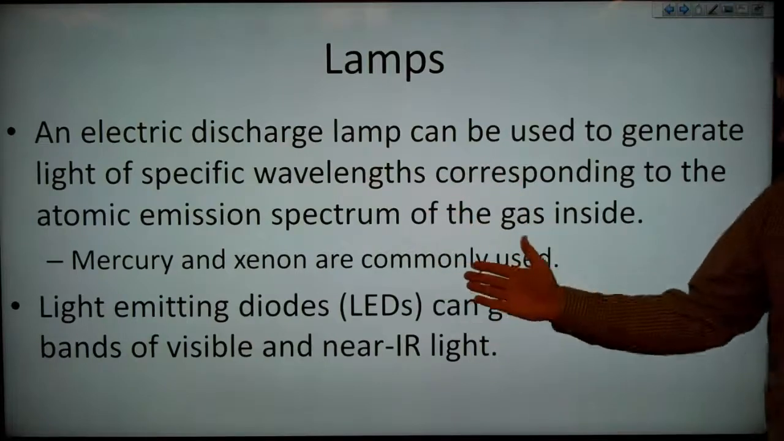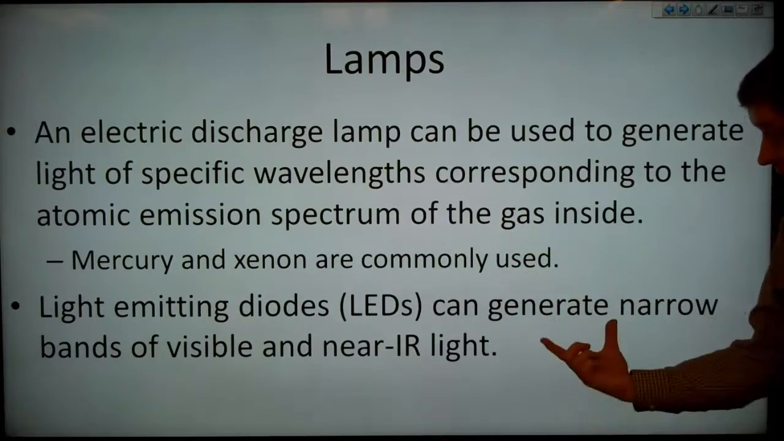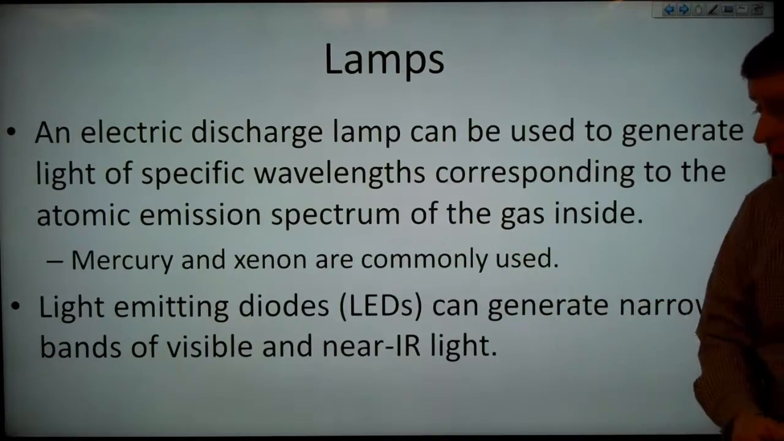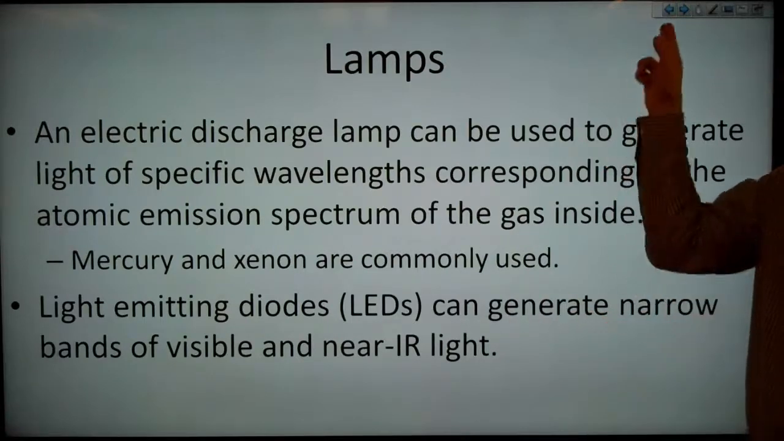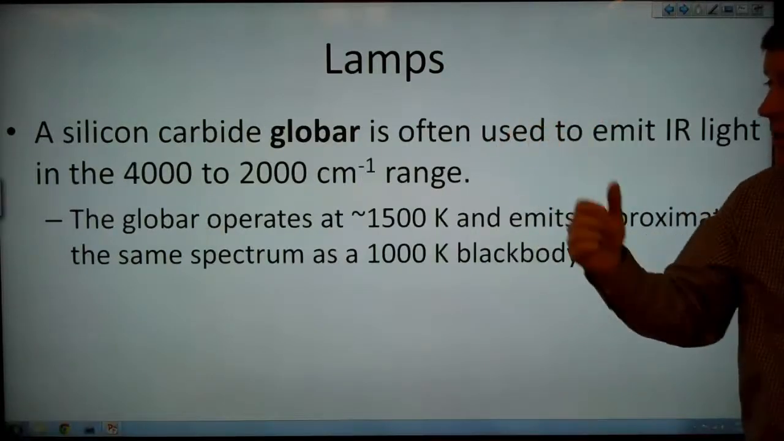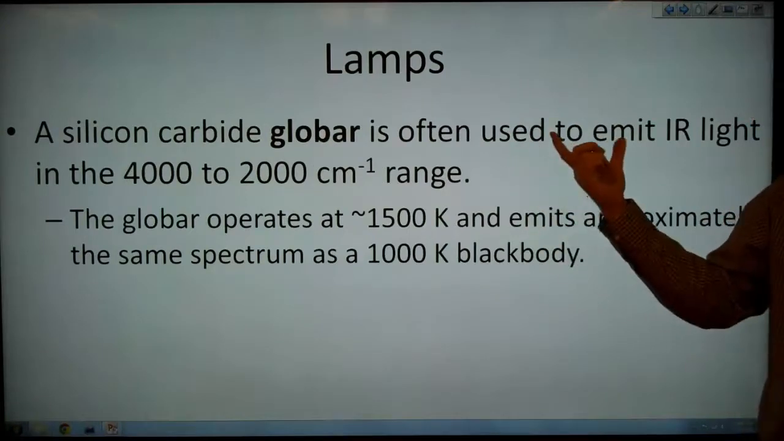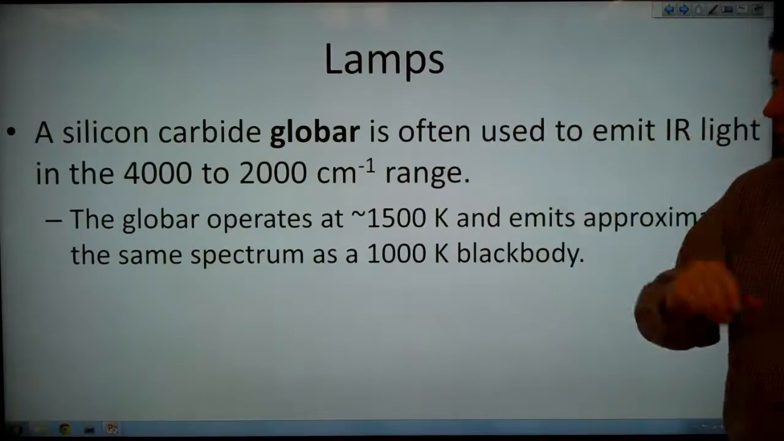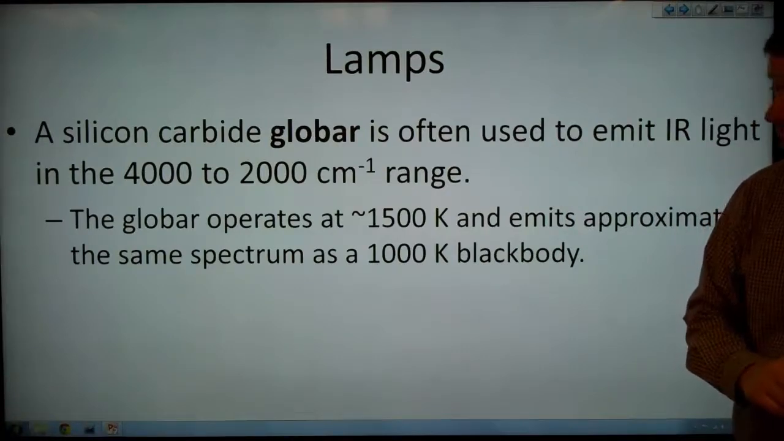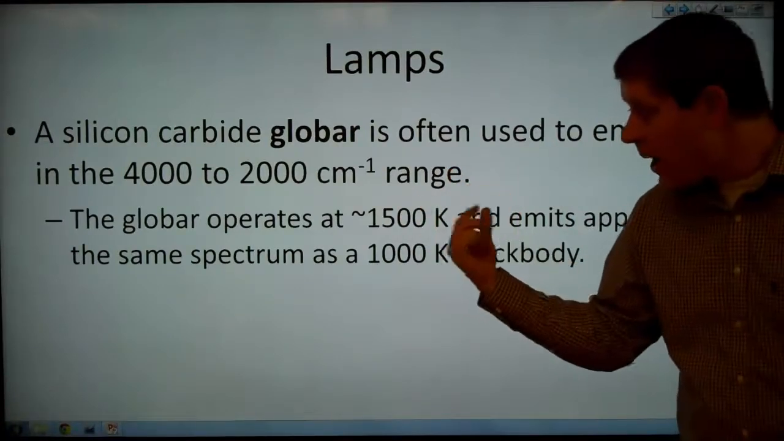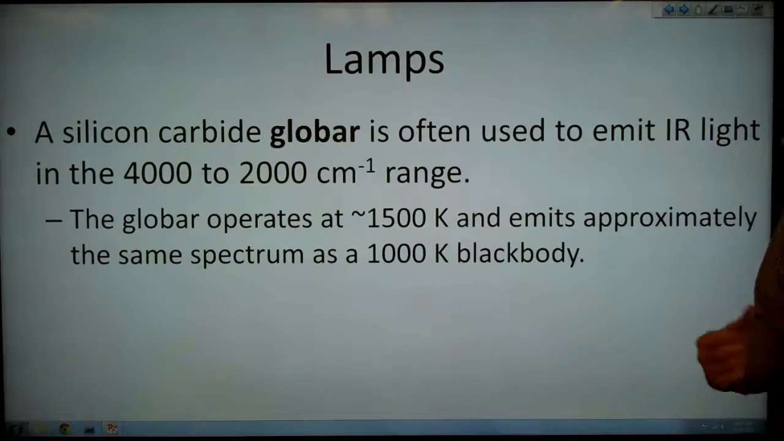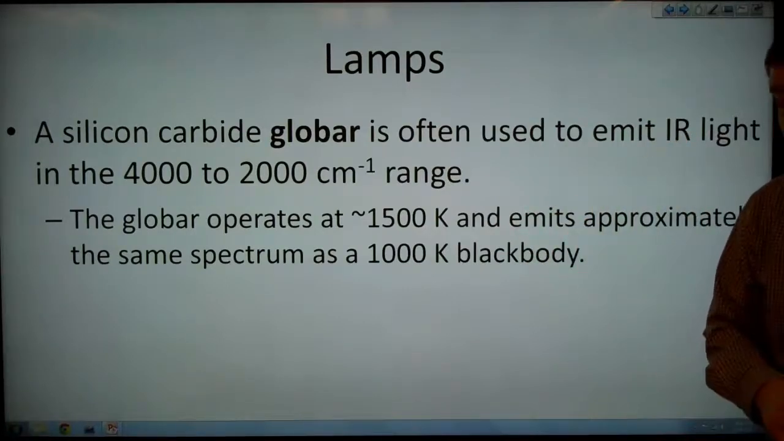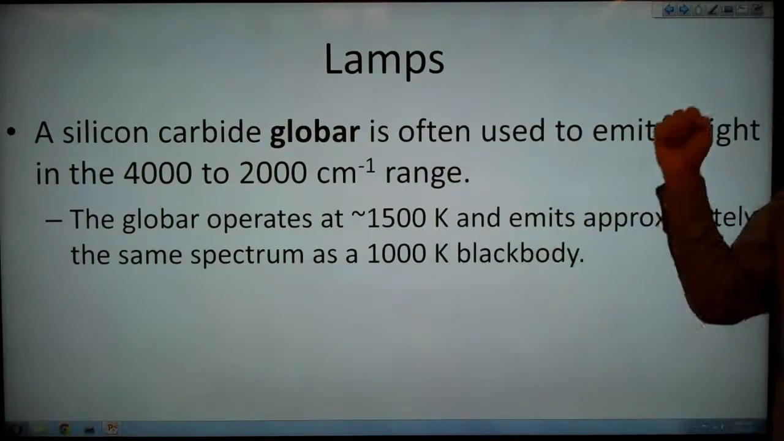We can also use light-emitting diodes, or LEDs, to generate narrow bands of visible light and near IR light. Alternately, we can use a silicon carbide glow bar, which is often used to emit infrared light in the 4000 to 2000 wave number range. This glow bar operates at 1500 Kelvin and emits approximately the same spectrum as a 1000 Kelvin black body.